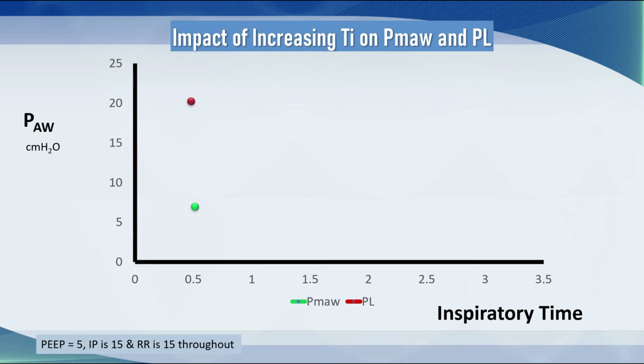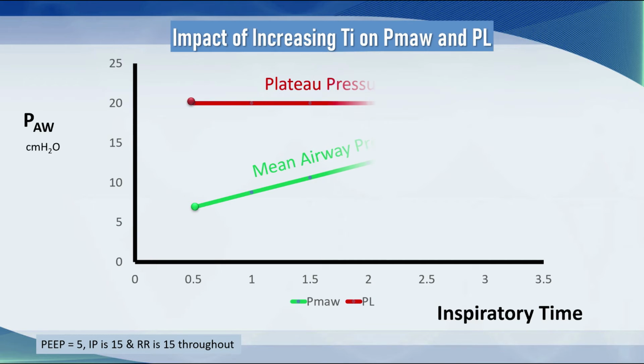Finally, let's look at increasing the inspiratory time while locking the PEEP at 5, the inspiratory pressure at 15, and the respiratory rate at 15. Again, you can see that mean airway pressure increases while the plateau pressure stays the same, reflecting in this case the progressively shorter expiratory time and the increased length of time under the pressure time curve. So the mean airway pressure can be increased by increasing respiratory rate or increasing inspiratory time or both, but it's not that simple.